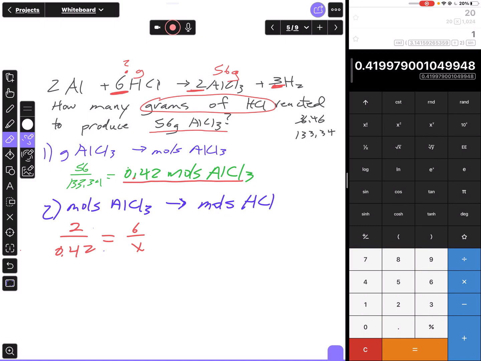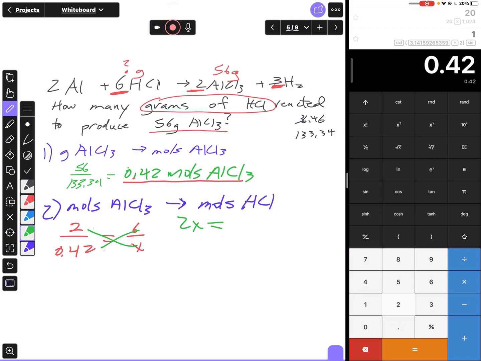So when I get to this point, I'm simply going to cross multiply, and that would be 2x equals 0.42 times 6 equals 2.52. Then I divide both sides by 2. And my x is going to be 1.26. And I went from moles of AlCl3, now I'm in moles of HCl.